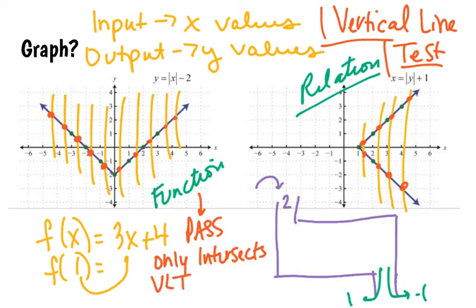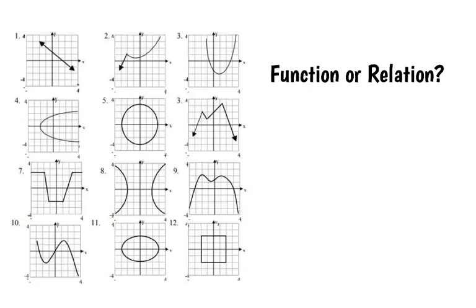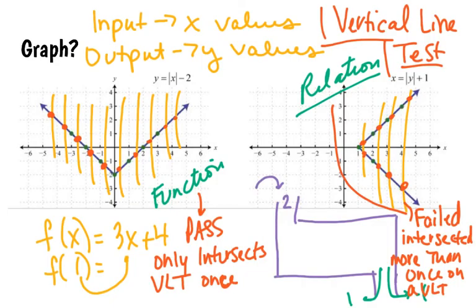VLT is short for vertical line test. Whereas in this case, it failed the test because it intersected more than once on a VLT. Okay, and it only takes one time. Let me be clear. It doesn't have to happen every time. One time it doesn't pass, or it crosses through multiple, then it doesn't pass.